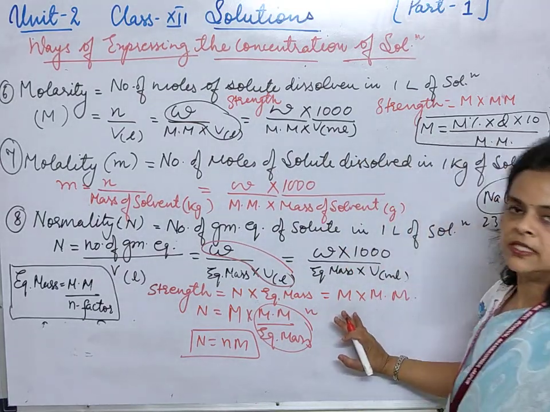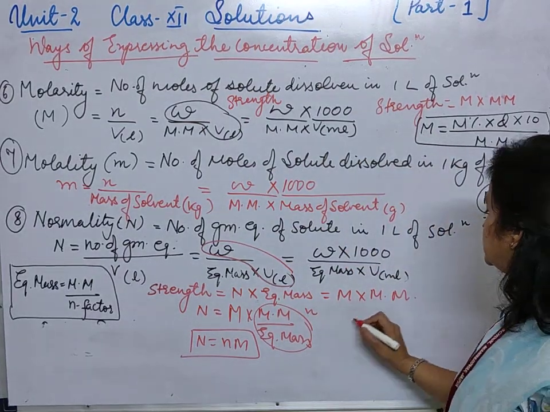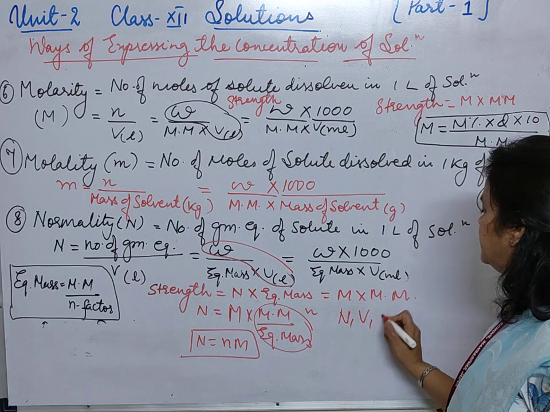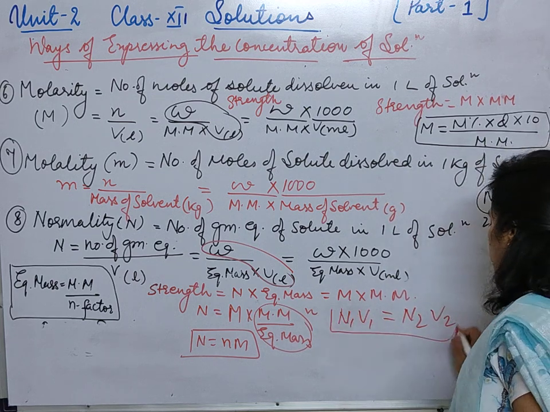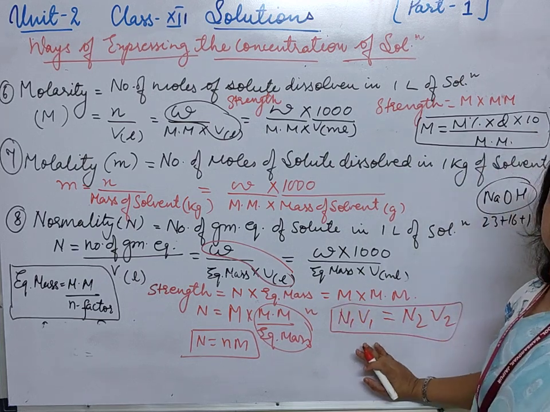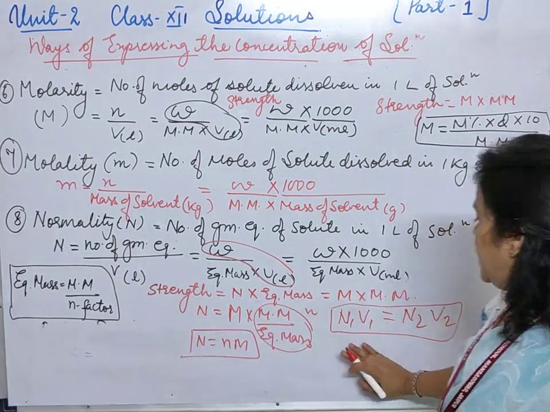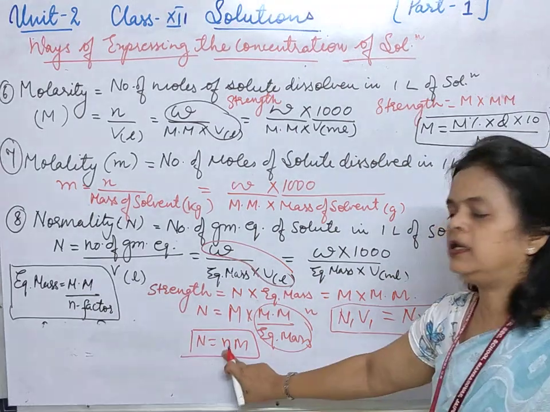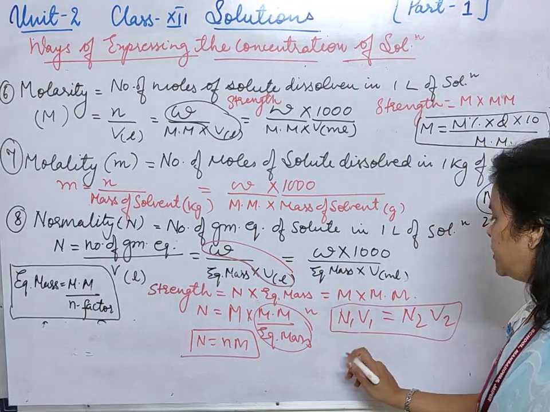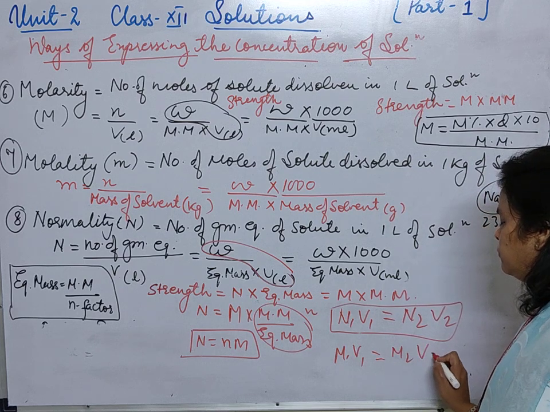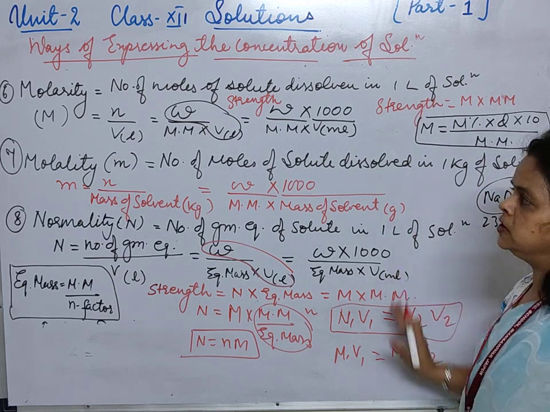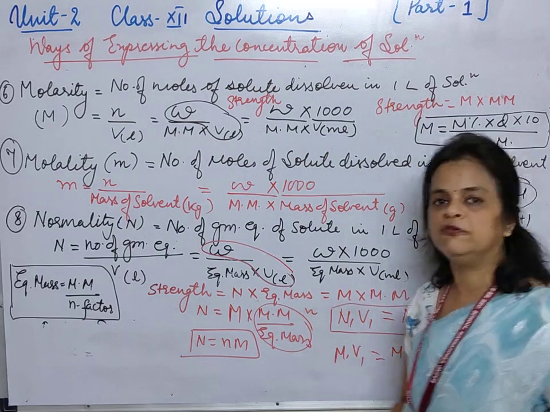And one thing more students, the dilution equation, it is N1V1 is equal to N2V2. This we will be utilizing in various questions. N1 की वैल्यू हम क्या डाल सकते हैं? nM. Okay, so it can also be written like M1V1 is equal to M2V2. Okay, so here I just explained all the formulas.